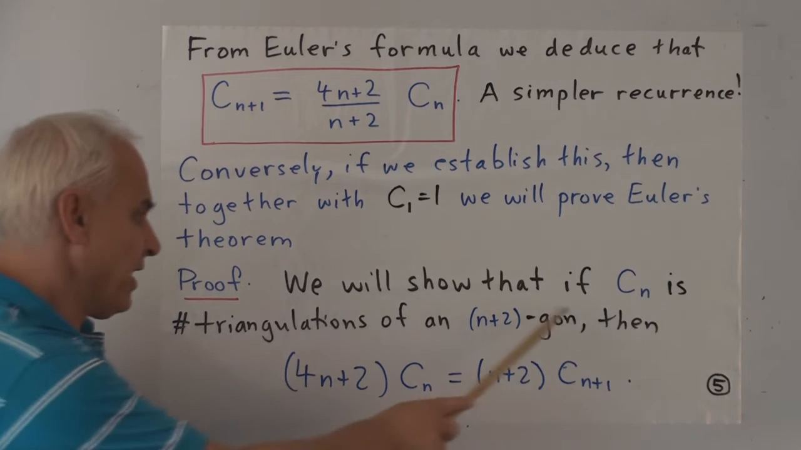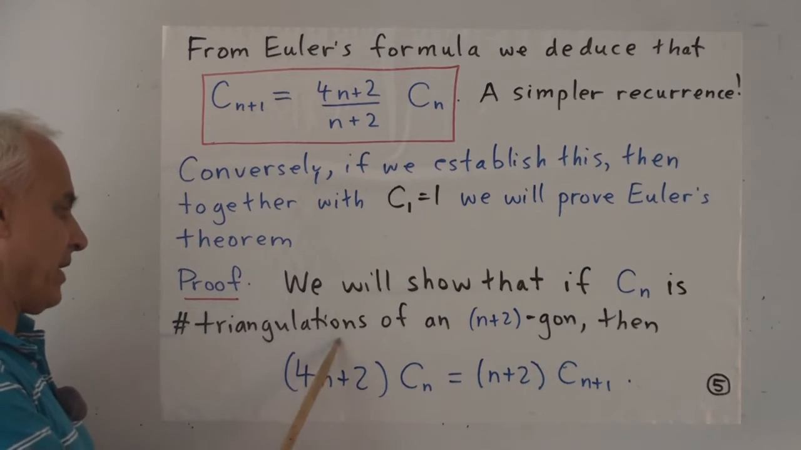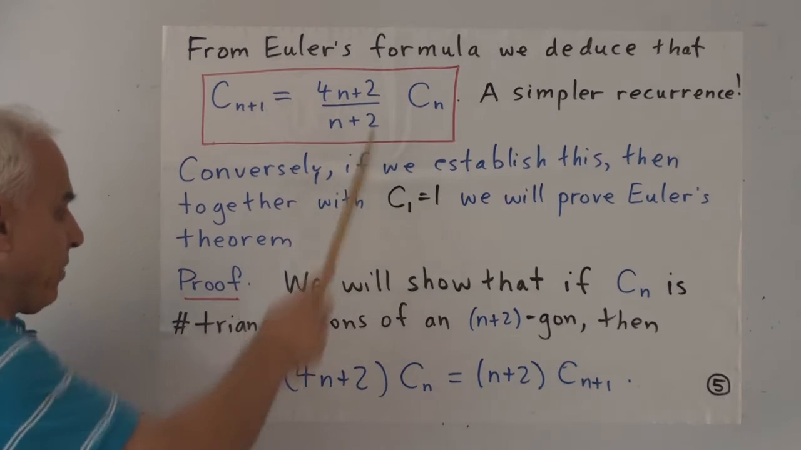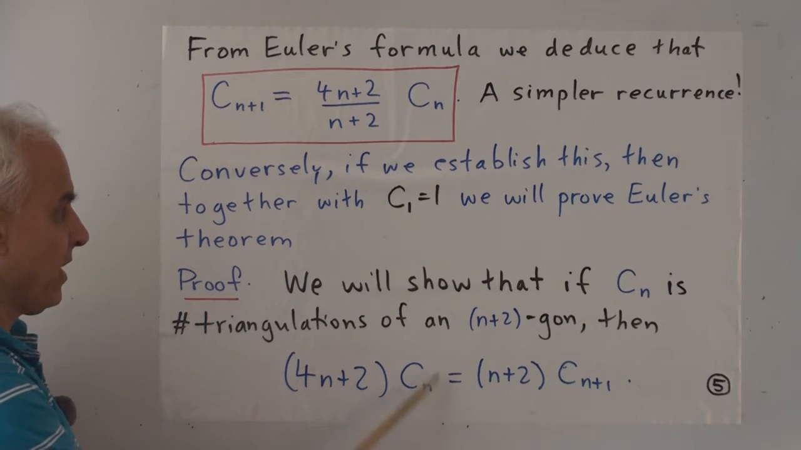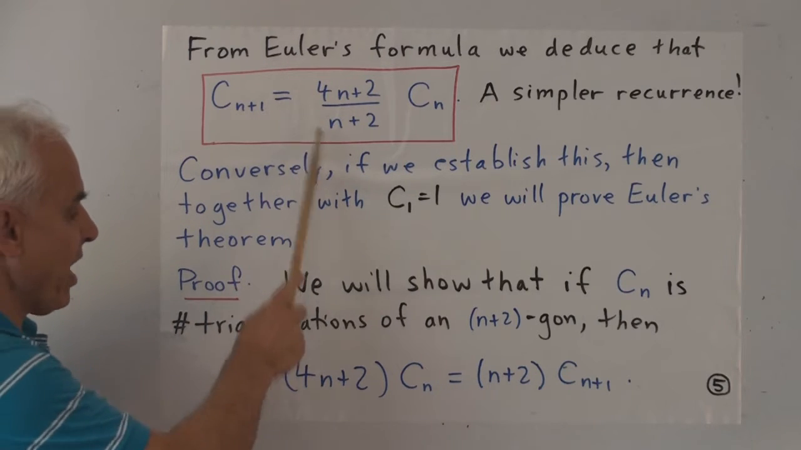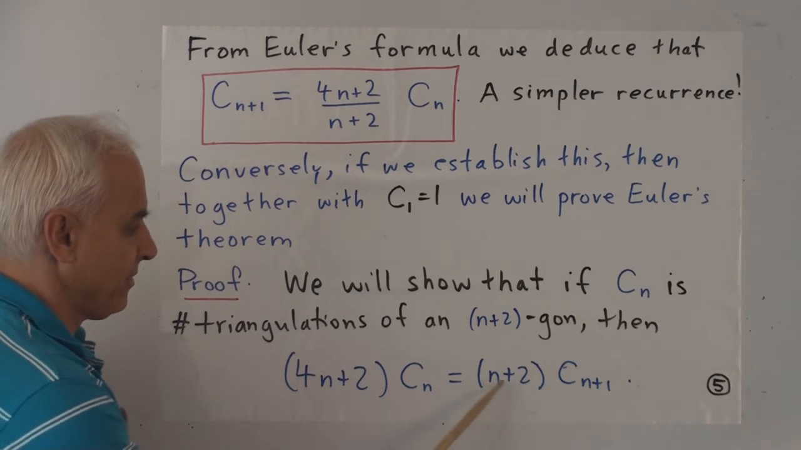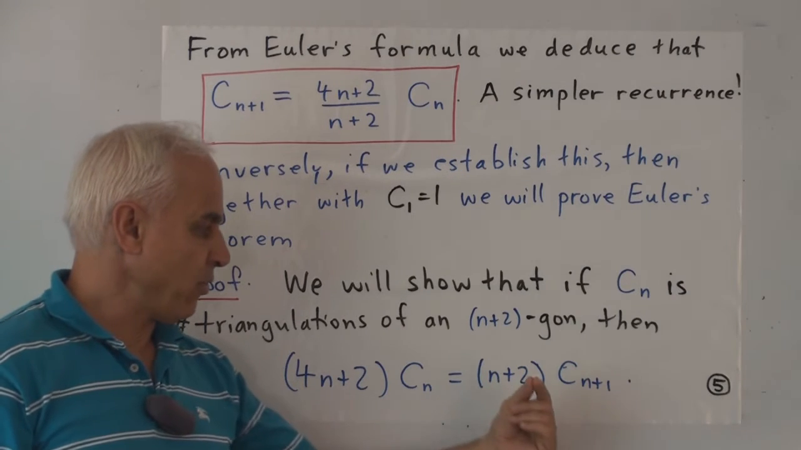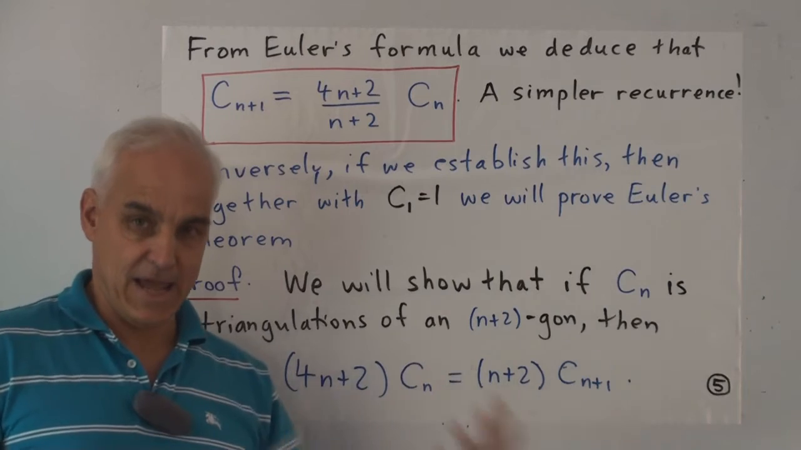So we want to show that if C sub n is the number of triangulations of an n plus 2 gon, then 4n plus 2 times C sub n equals n plus 2 times C sub n plus 1. We're just rewriting this formula like this. That's what we want to prove. We want to prove that this number is equal to this number for any n.